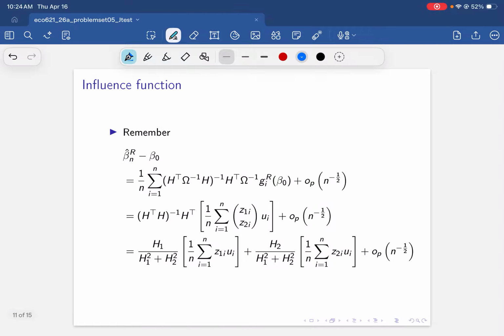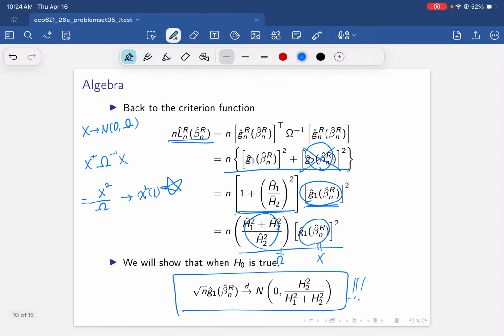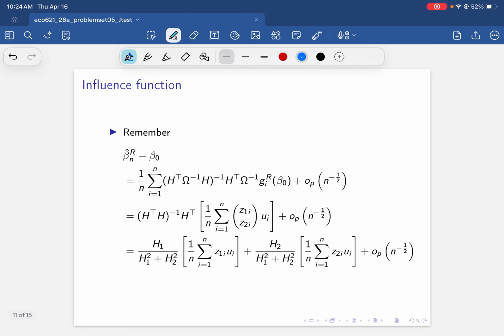Still it is not easy, because the sample moment involves the estimator. The estimator itself is also random. The sample moment is random, and the estimator is also random. Then the problem there is their covariance. They are correlated. So we utilize the influence function now.